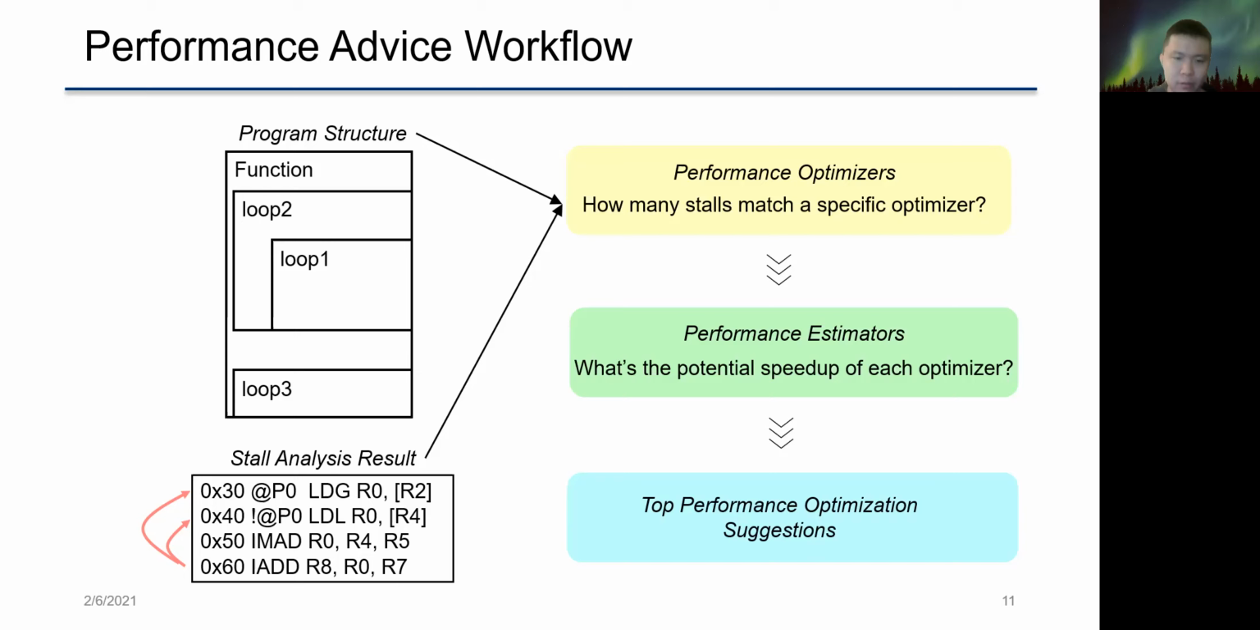Next, after getting the stall analysis result and the program structure, we're going to feed this information into performance optimizers and analyze the matched stalls for each optimizer. Then the matched stalls will be taken into performance estimators to analyze the potential speedup of each optimizer. Finally, only the top performance optimization suggestions will be output to the optimization report.